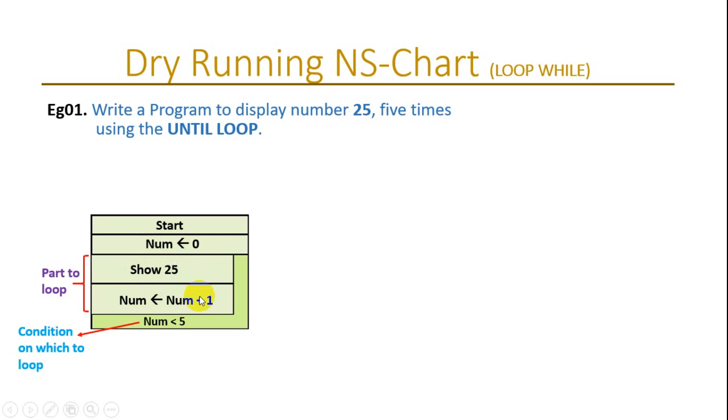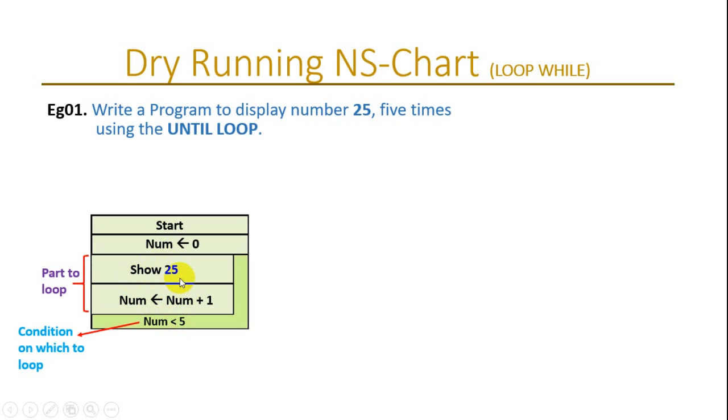This will be done, this will be done, then only the condition will be checked. And if the condition becomes true, it will do the loop the second time. Then the third time again check, do the third time, fourth time, fifth time. So as long as the condition is true here, it will start the loop once again. So that is the main difference.